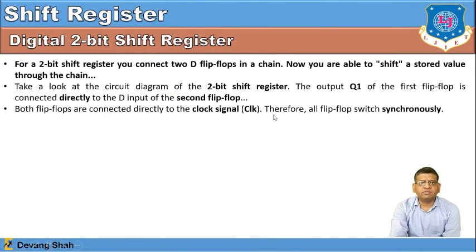There are 2 bits of shift register. You can see the 2 bits of shift register. You can connect 2 flip-flops in a chain, and now we are able to shift the stored value through the chain, right?